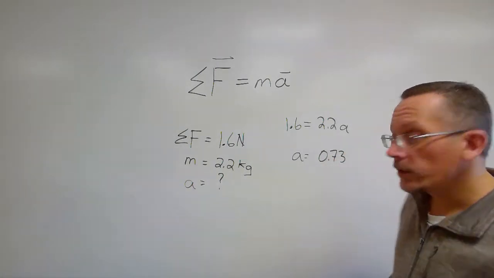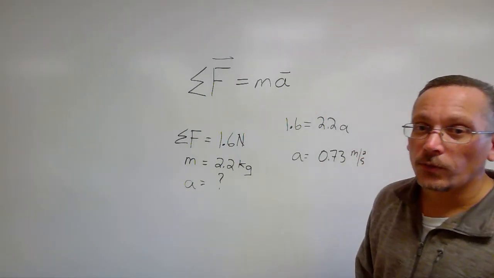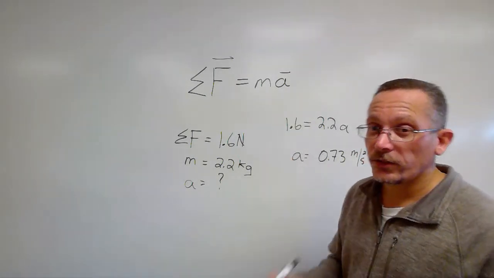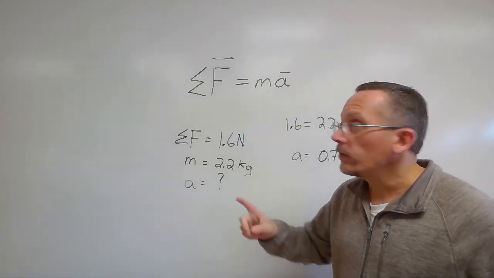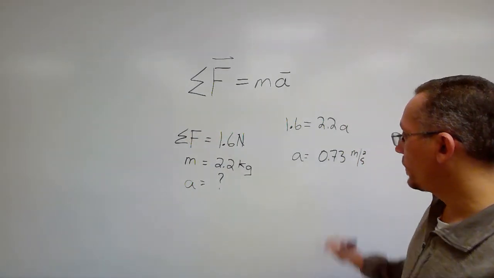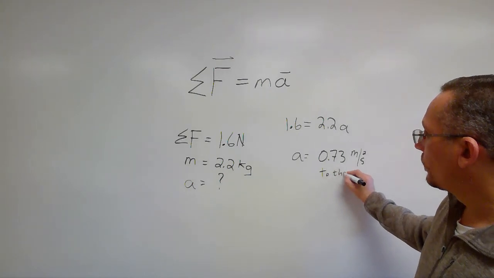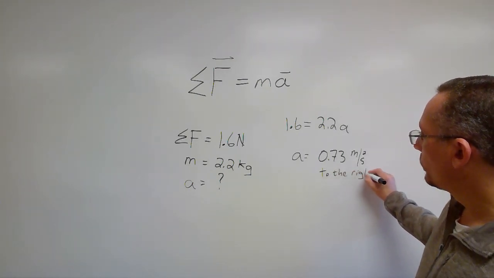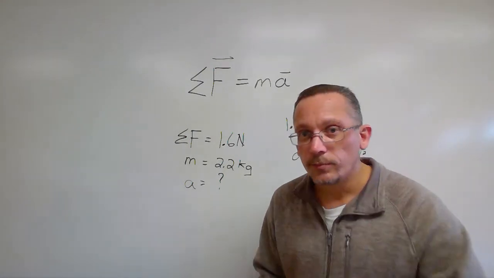And this is acceleration, which is measured in meters per second squared. And since acceleration is a vector, we should note which direction it is. The problem said that the force was applied to the right. So for this one, we'll say that is to the right. So that's a pretty simple example there.